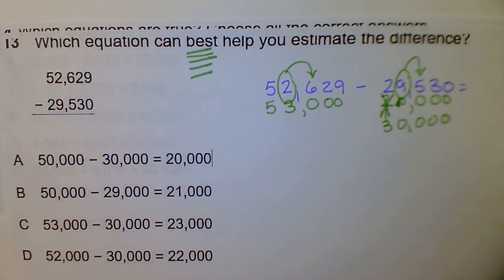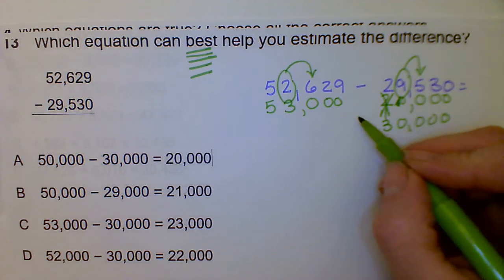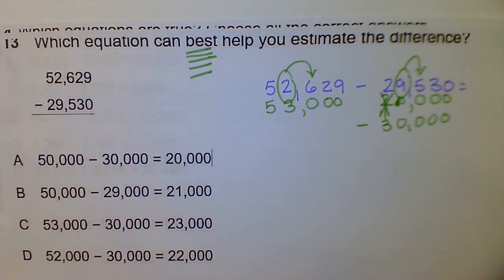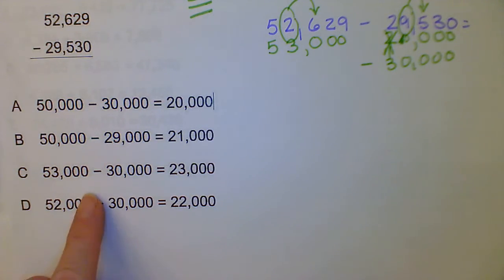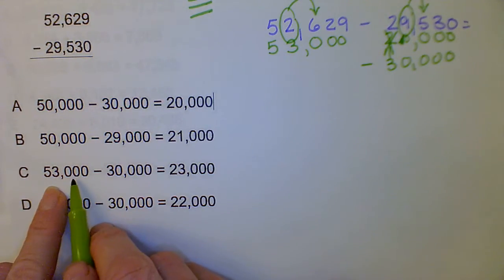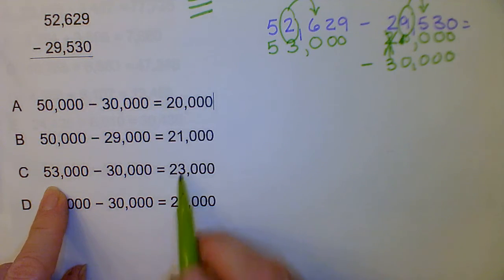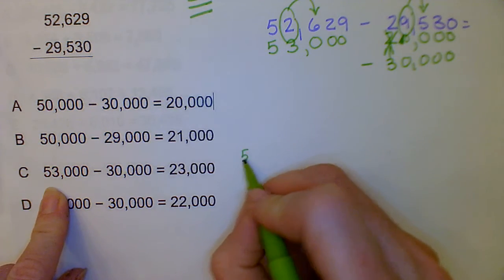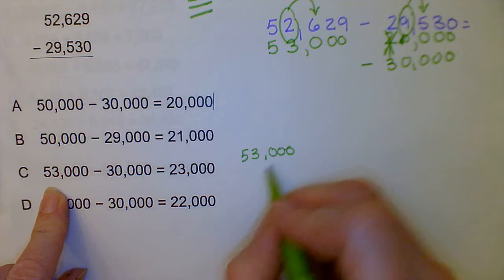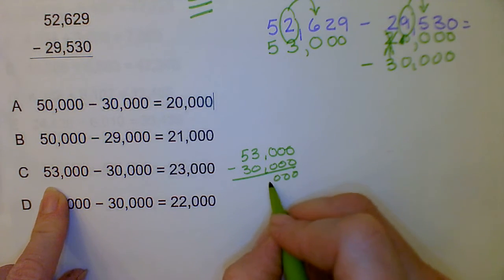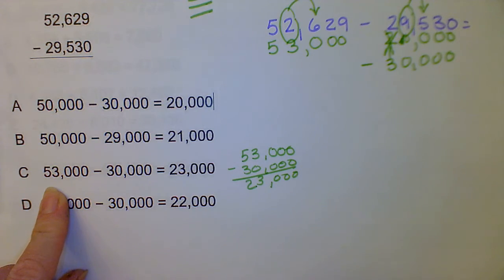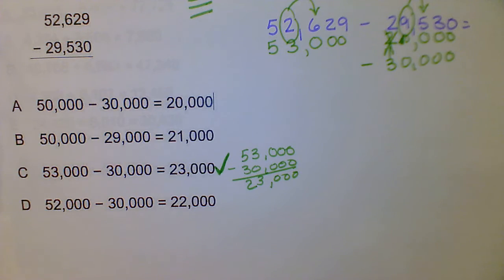That's so interesting because it looks like I rounded to the nearest 10,000 on that one, but I didn't. I rounded to the nearest 1,000. So I would have 53,000 minus 30,000. Do we have any that match? Let's take a look. Ooh, we do. C matches. 53,000 minus 30,000 is equal to 23,000. Let's really quickly make sure that math is right. And it is. So I know that this is a good answer. I like that. That's a pretty good answer.